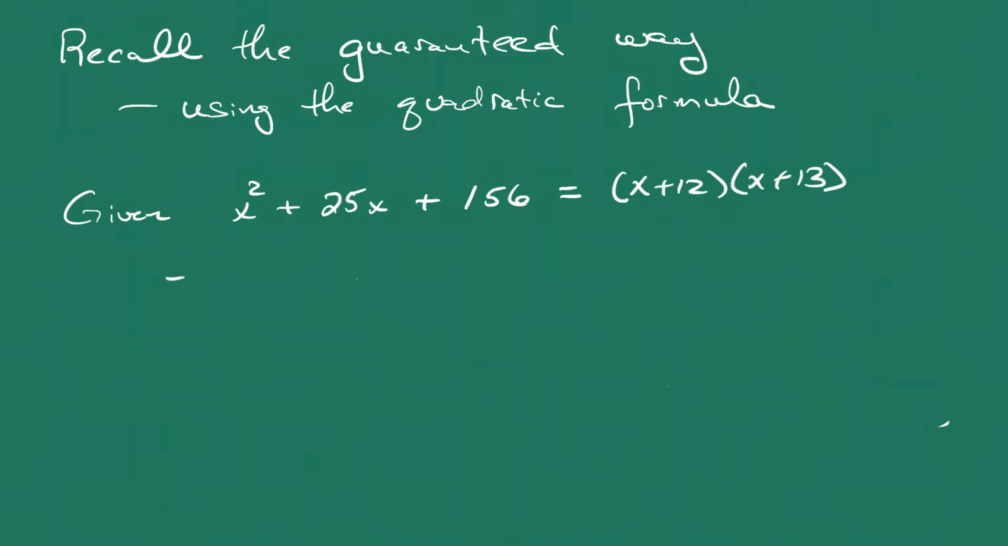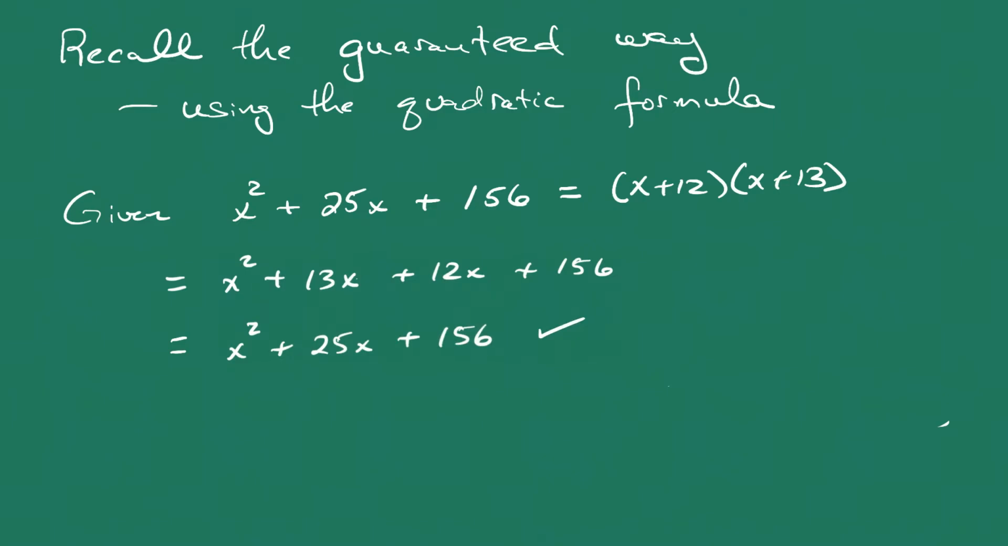Doing a quick check and multiplying everything out, we can see that if we distribute everything, we have our x squared, x times 13 to give us 13x, 12 times x to give us our 12x, and 12 times 13 to give us 156. And sure enough, x squared, 12 plus 13 gives us 25, plus our 156, and our quadratic does expand exactly as we think that it should.